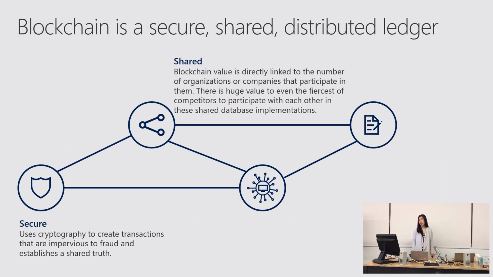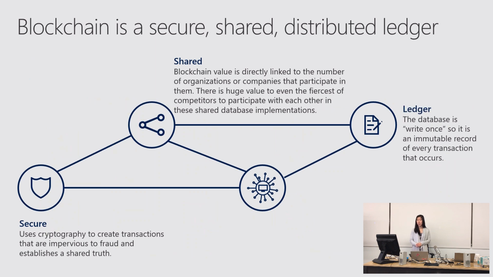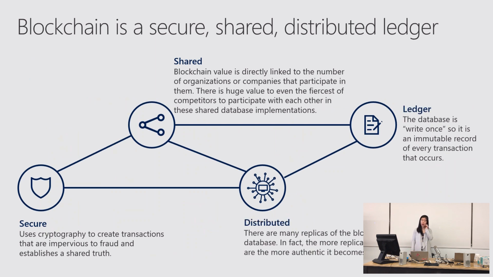There are a few other aspects of a blockchain, which include four key components. It's secure in that every transaction you write is cryptographically signed, which ensures that you can't have fraudulent transactions. Yes? What exactly is a ledger? Oh, yes.